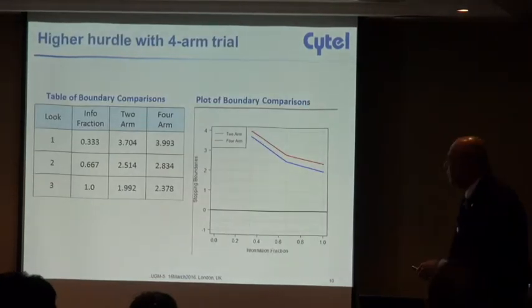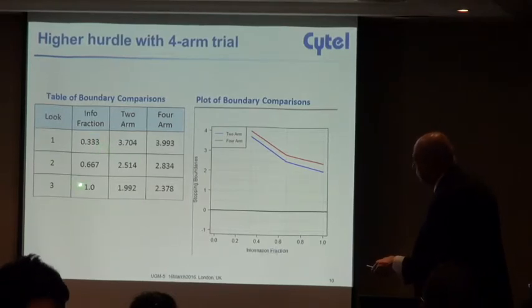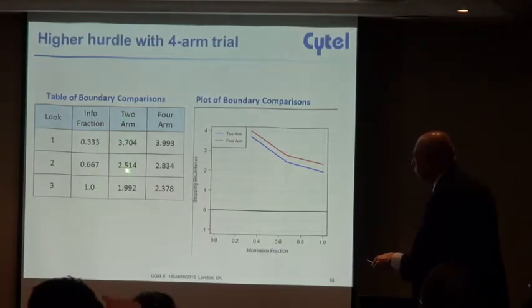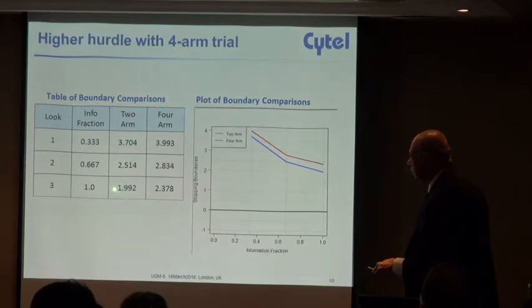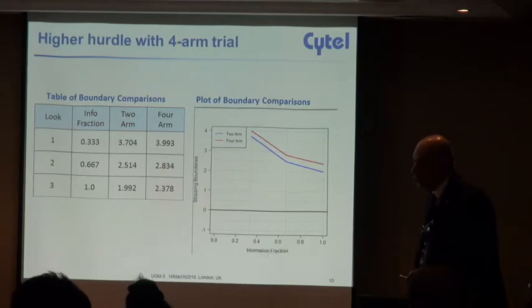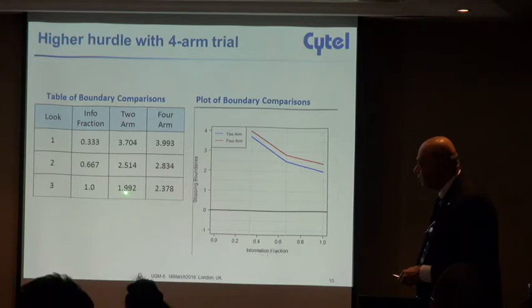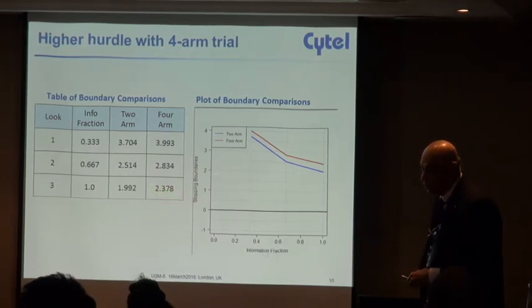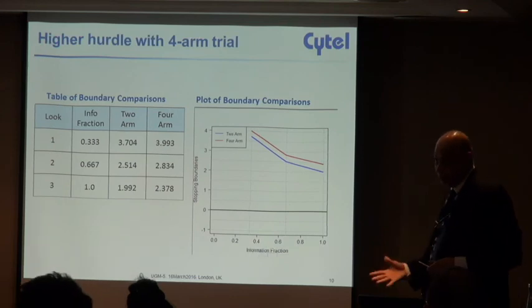So here you can see these 3 equally spaced looks. This is a classic O'Brien-Fleming boundary for 3 equally spaced looks with a z statistic of 3.7, 2.5, and close to 1.96. An O'Brien-Fleming boundary is pretty conservative. At the last look, you spend some alpha along the way, but it's very close to 1.96. Not so with the 4-arm trial. Now the final criterion is much stricter. It's almost 2.4 in order to preserve the type 1 error.